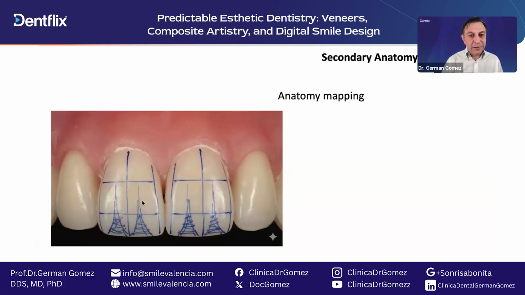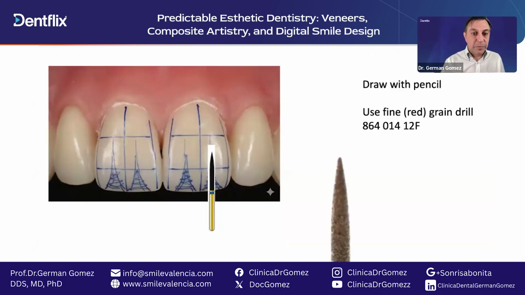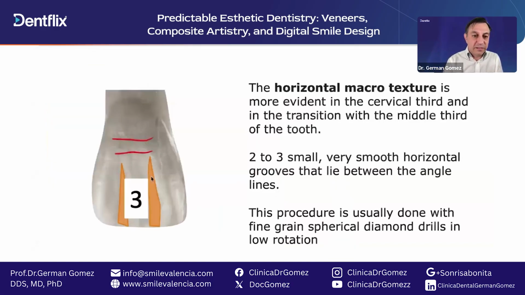Which one? Depends on the literature you look at. Sometimes they say the mesial one is shorter and the distal one is longer, and sometimes they say the other way around. Then we draw with a pencil, and then we use the fine grain drill to make these grooves. Okay. Then we use here to make 2 to 3 small grooves horizontally.